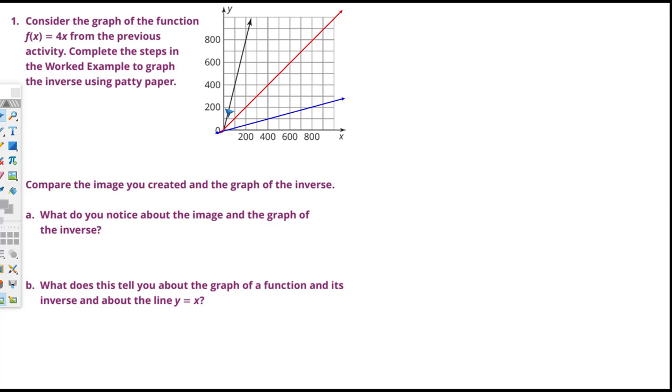So where we stopped off yesterday is we created these three lines using the patty paper. If you'll go ahead and put it in your journal. So when we did the inverse, what we should have noticed is that it was folded over the line y equals x. And it's a reflection over that line. And this is the line y equals x.